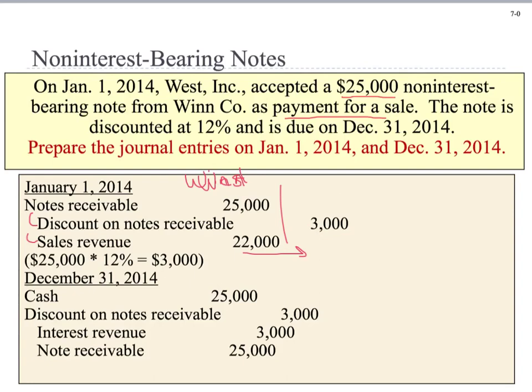So again, the FASB says, hey, West Company, we can think that this is out of the goodness of your heart, but there's got to be something kind of in it for you. And what's in it for you is that the sale was really $22,000. You're letting them borrow the money for a year and in theory charging them interest, even though you're saying it's a non-interest bearing note. It's really part of your $25,000 sale price.